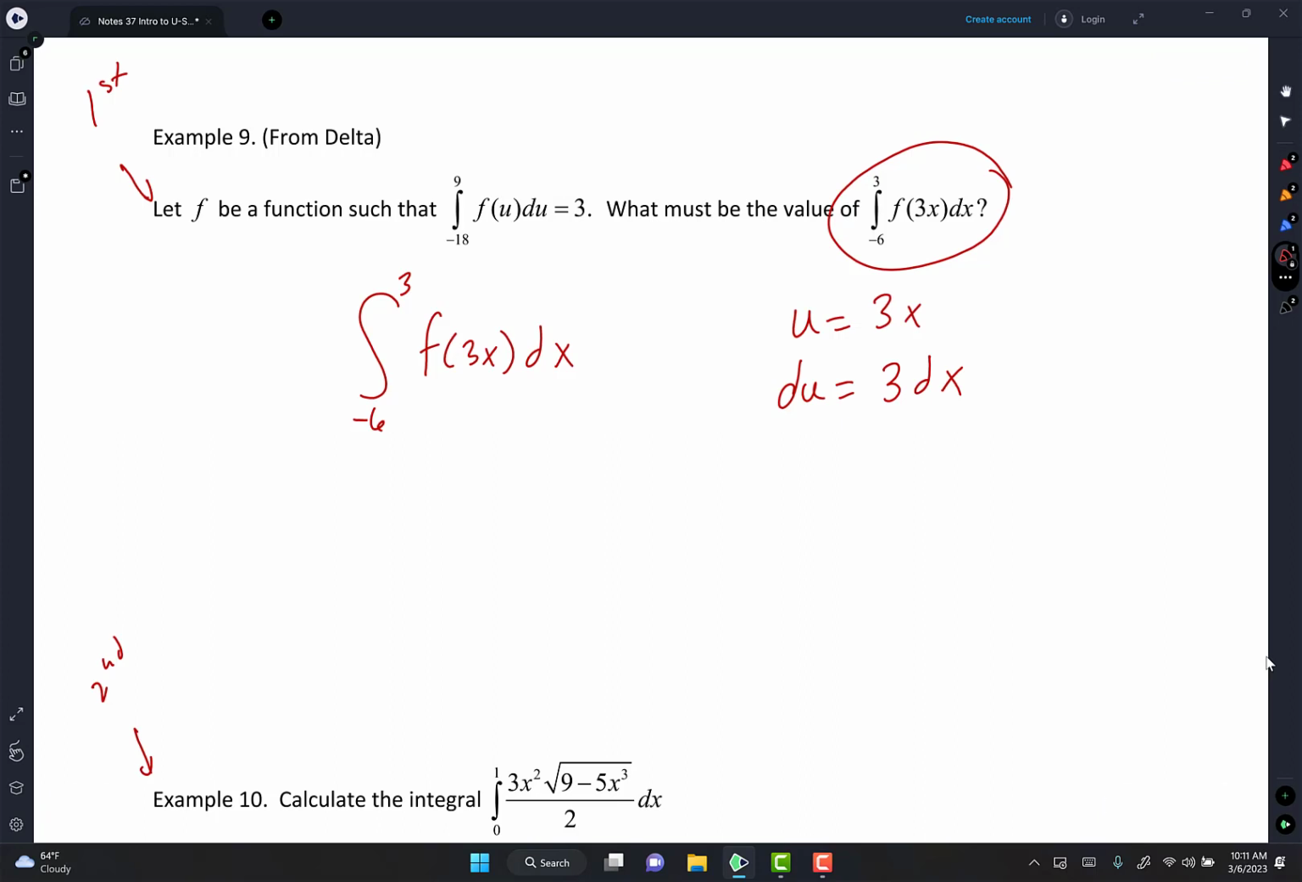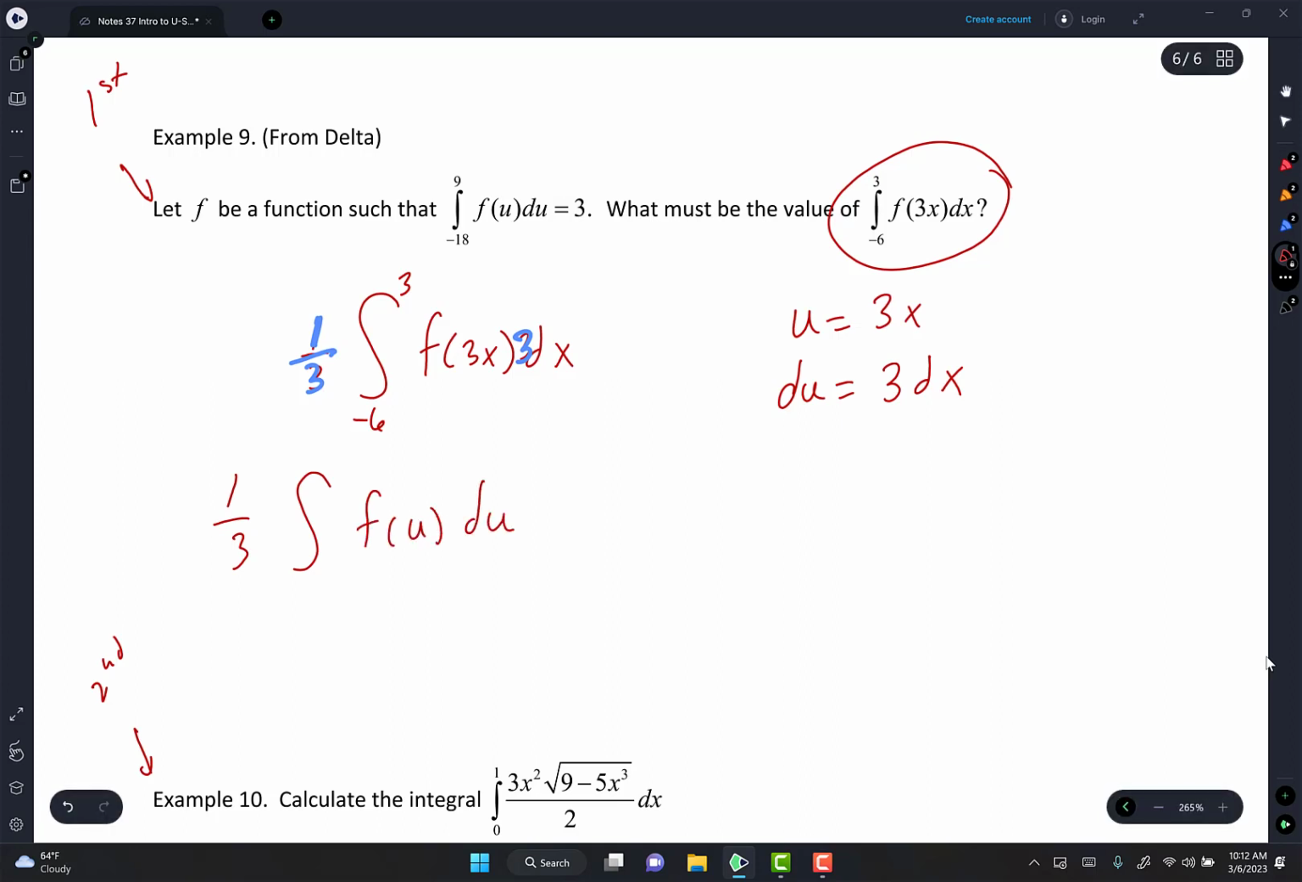3dx. I don't have a 3dx, so I plug in a 3 there, and I put a 1/3 on the outside. Maybe I should use different colors for that. 1/3, there's my 1/3, and there's my 3. So here's what I now have. 1/3 integral. I'm going to have to change my limits in a little bit. F of u du. And I have to change my limits because I'm no longer with the x's. Do you guys see that?